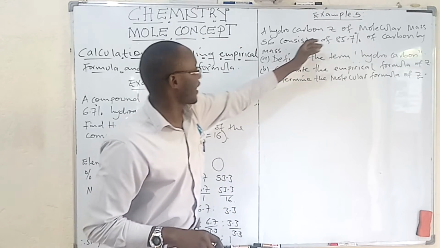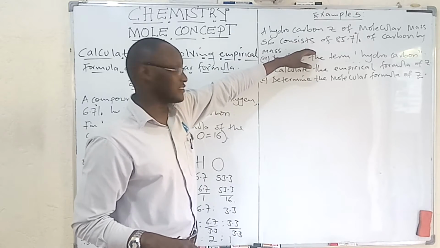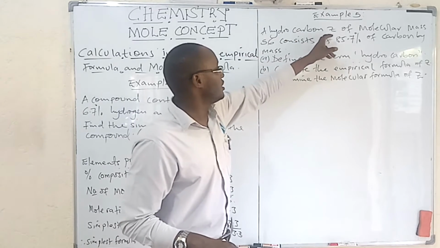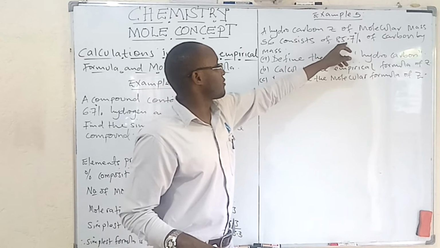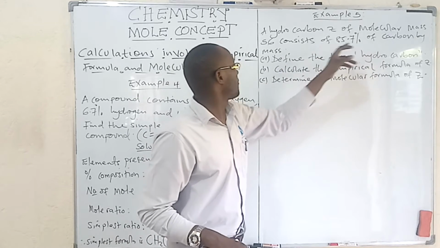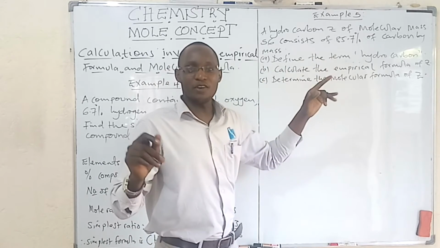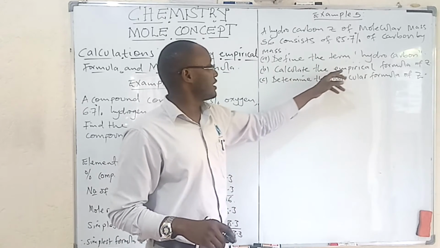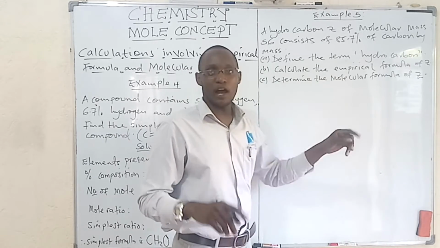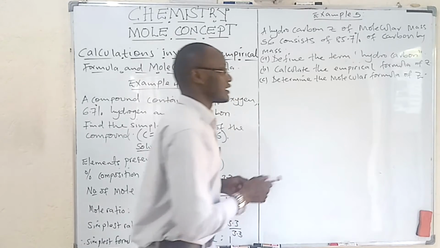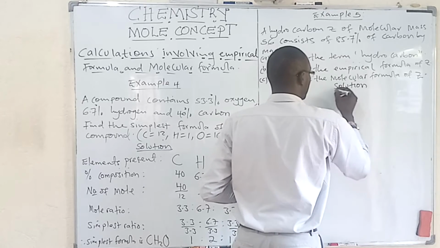So I'm reading through example 5. The examiner is saying a hydrocarbon. Oh, the language has changed. A hydrocarbon Z of molecular mass 56 consists of 85.7% of carbon by mass. Part A, define the term hydrocarbon. Part B, calculate the empirical formula of Z. Part D, determine the molecular formula of Z. A very simple question which we can approach.